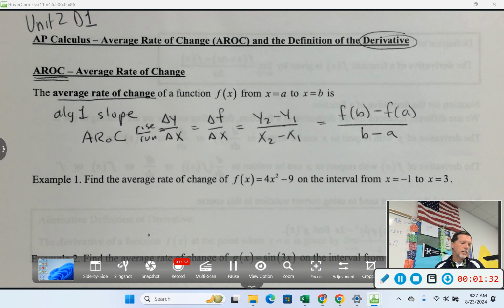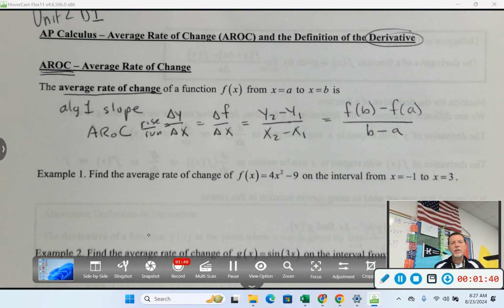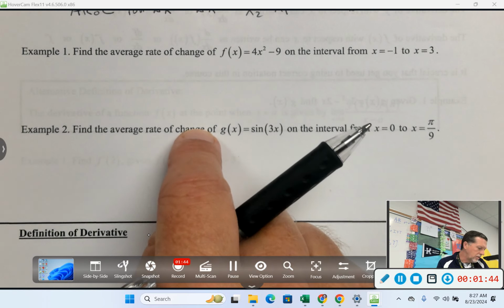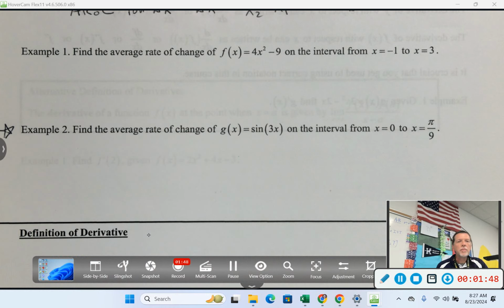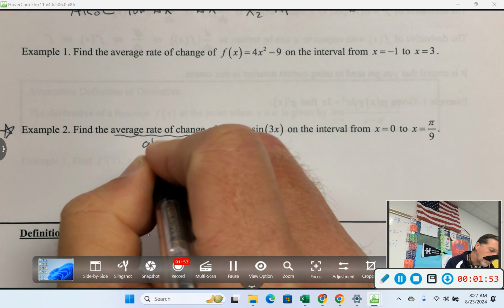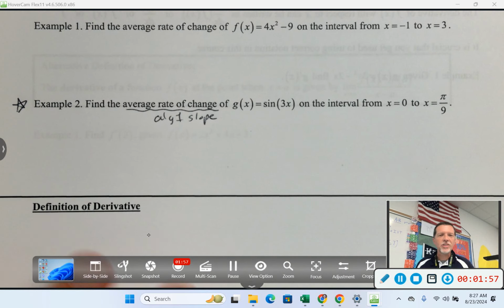So average rate of change, same thing as Algebra 1 slope. You've done it a million times. Hopefully you've gotten used to calling it average rate of change. Let's just do one of these because it's the same thing. Let's just skip to example 2. Find the average rate of change. Okay, so when you see that, just think that's not really a calculus question. That's an Algebra 1 question.